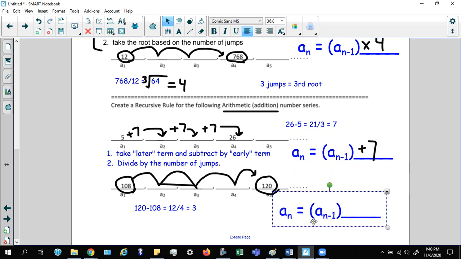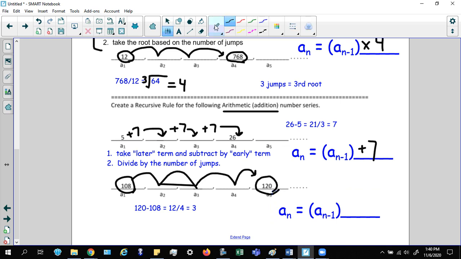And then we have ourselves the recurrence rule, which is every single time you're taking the previous number, you're adding 3 to it to get to the next one. Let's see if I can do it. Oh, it's working now. So I take the previous number and add 3.